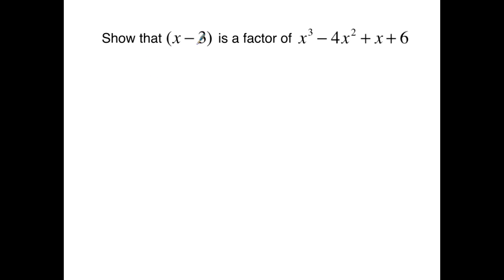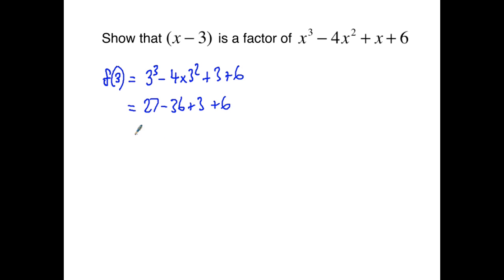So show that x minus 3 is a factor of this cubic then. Well, one way to do that is just to enter the root. So if the root gives us a value of 0, then 3 must be a root, and therefore x minus 3 must be a factor. So if we test that first of all, we'll have 27 minus 36 plus 3 plus 6, and that does give us 0, and that shows that x minus 3 is definitely a factor of that.